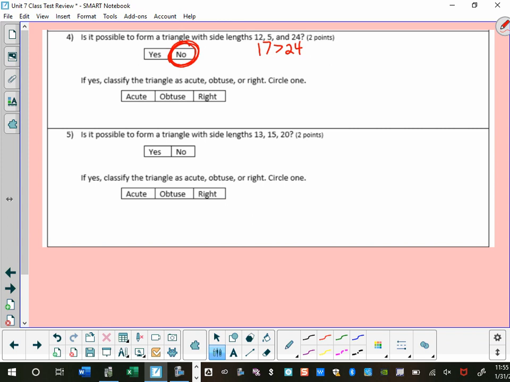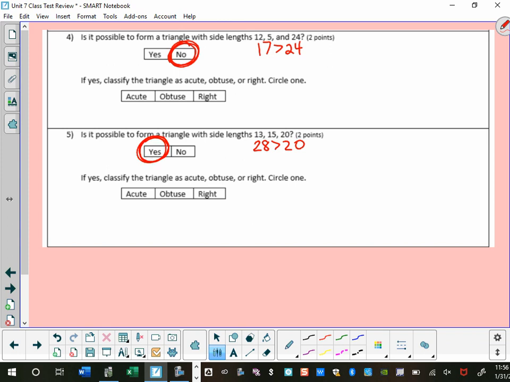So for number 4, we just write it down. Number 5, let's test it out. 13 plus 15 is clearly bigger than 20. So is this going to be a triangle? Yes. Alright, so now we go to the next step.